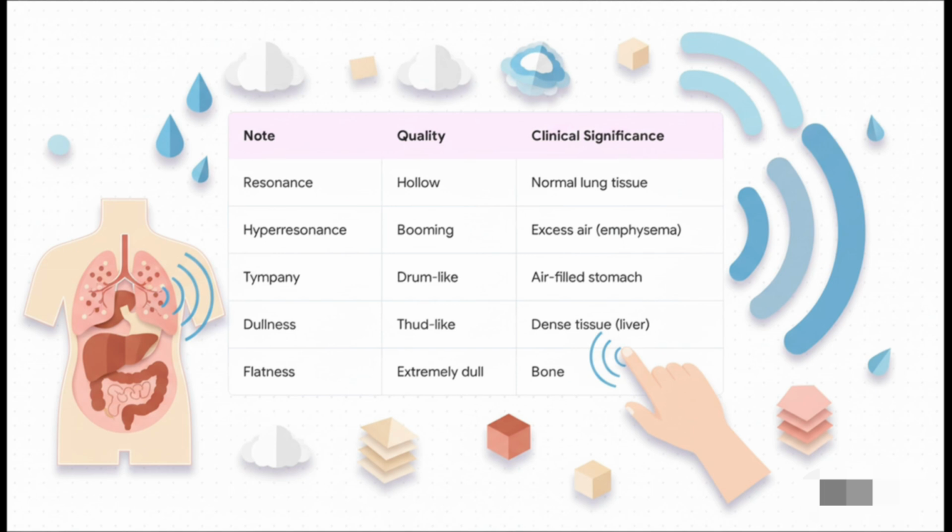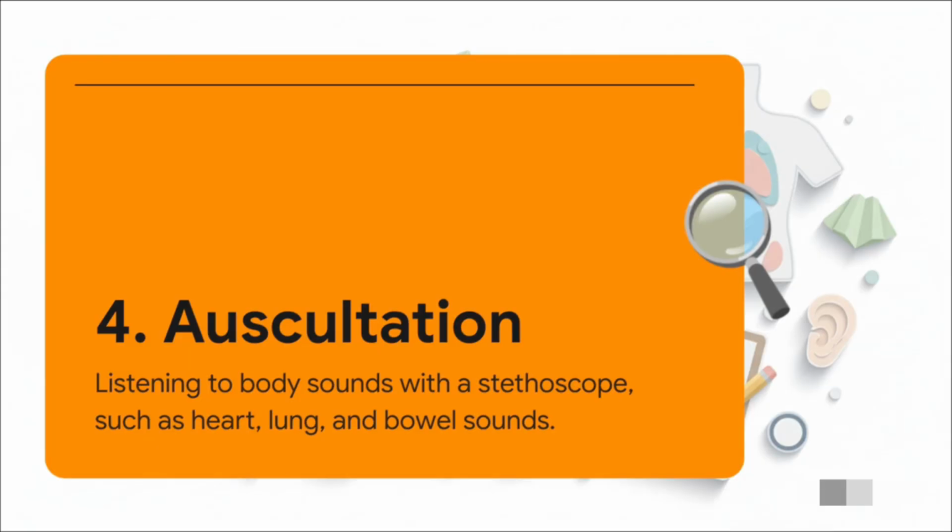Mastering these sounds is absolutely crucial. And the fourth and final core technique is auscultation. This is where your stethoscope comes in to listen to those internal body sounds. Now remember, for high-pitched sounds like normal breath, bowel, and heart sounds, you're going to use the diaphragm. But for those low-pitched, often abnormal sounds like heart murmurs or bruits, you'll want to use the bell.